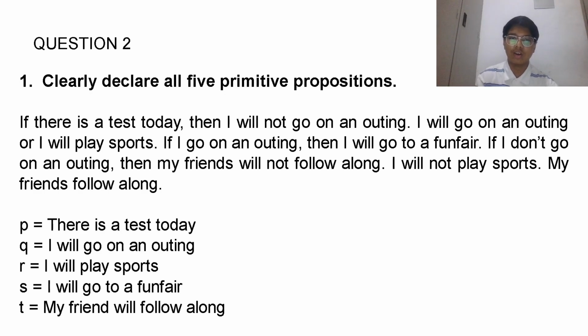First, I will declare all 5 primitive propositions. The first one is there is a test today as P. Next is I will go on an outing as Q. Next one is I will play sports as R. And I will go to a fun fair as S. And my last but not least, my friend will follow along as T.